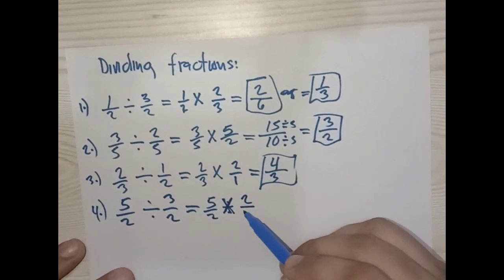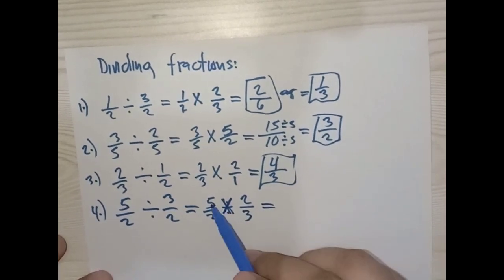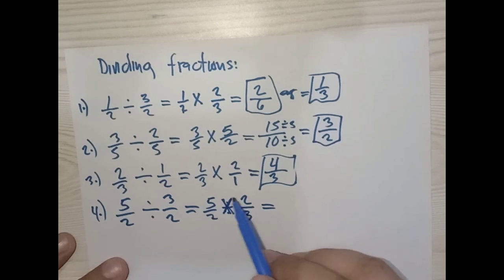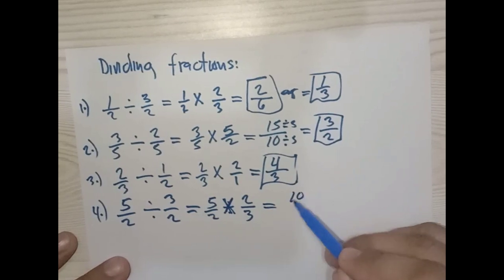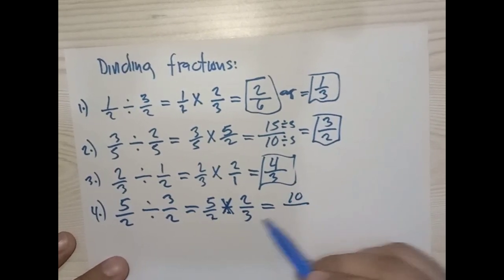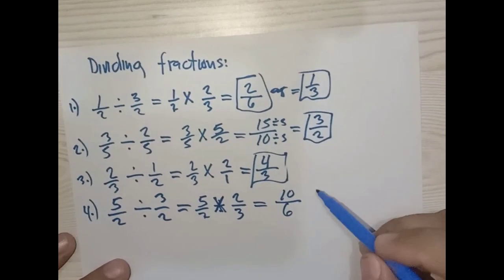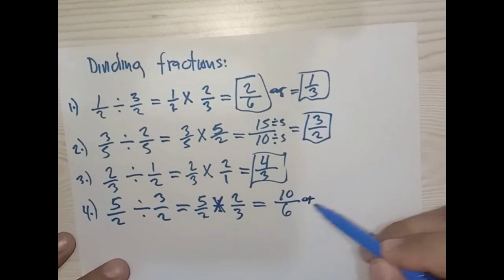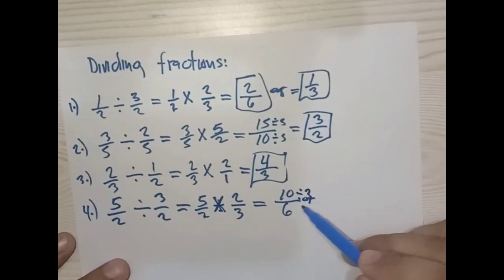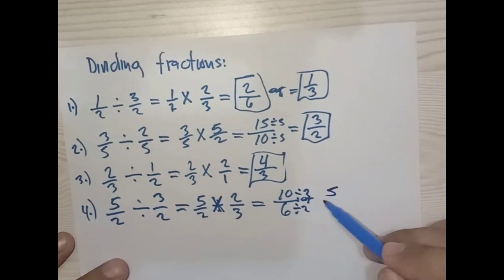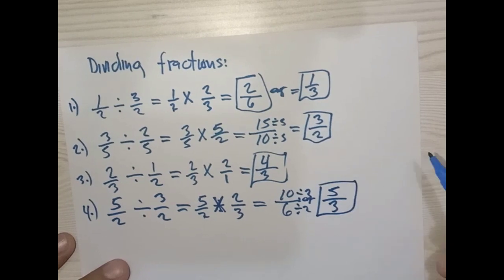So 2 over 3. And then proceed to the next step is multiply the numerator to numerator and denominator to denominator. So 5 times 2 is 10. And then 2 times 3 is 6. Okay? So reduce into lowest term or divide it into 2. So divide into 2. So this is 5 and this is 3. So our final answer is 5 over 3.